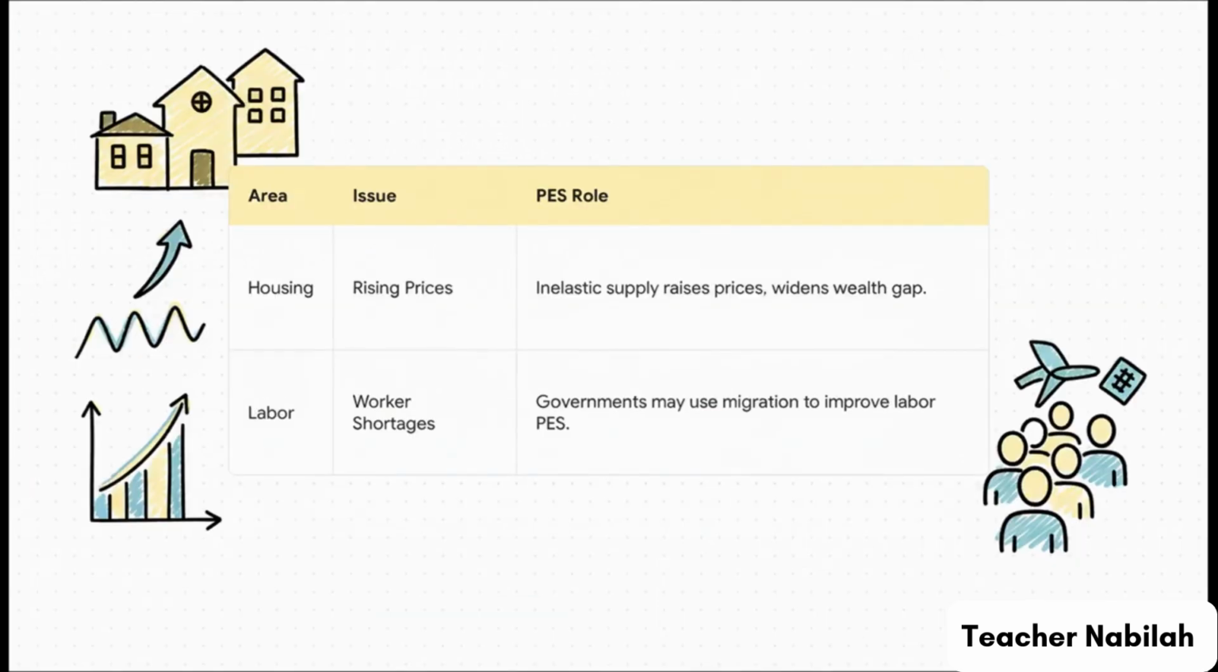Governments are constantly thinking about this stuff. Take housing. The supply of new houses is really inelastic. It takes a long time to build them. So when demand goes up, what happens? Prices go through the roof, creating huge social problems. Or think about worker shortages. The supply of, say, skilled nurses can be inelastic. So governments might look at things like immigration policy to help make that labor supply more flexible.